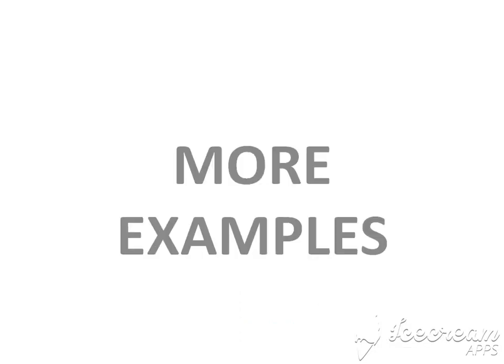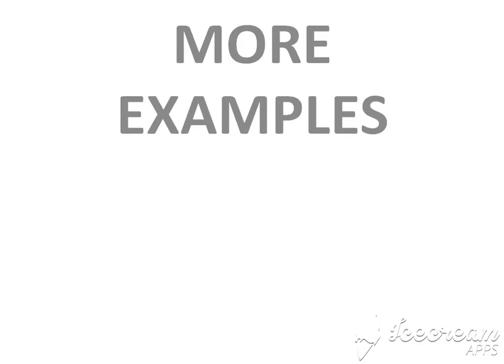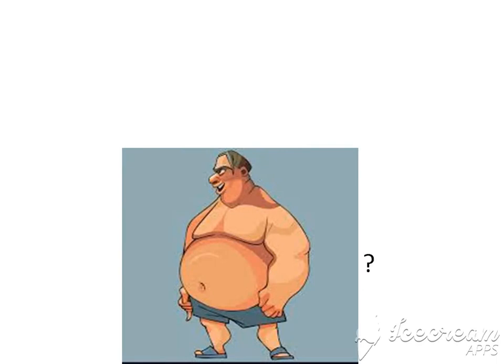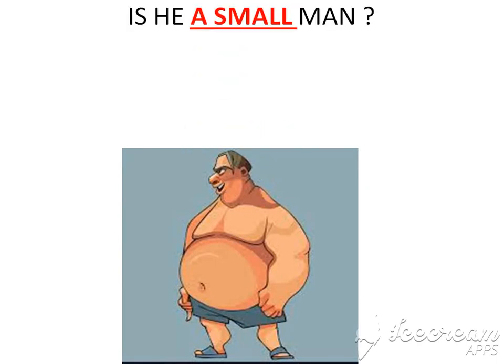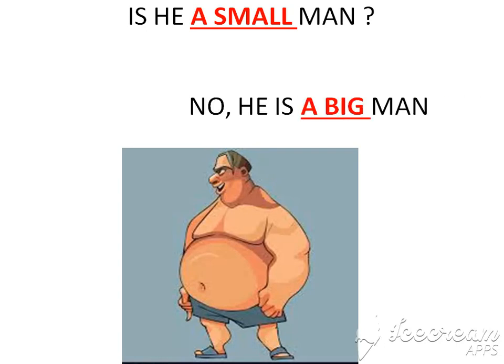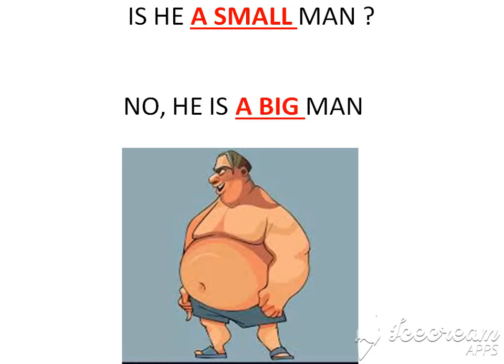Let's do now more practice with more examples to understand the adjectives. In the picture we have a man. So is he a small man? No, he is a big man. So we use two adjectives, small and big. They are used before the noun man.